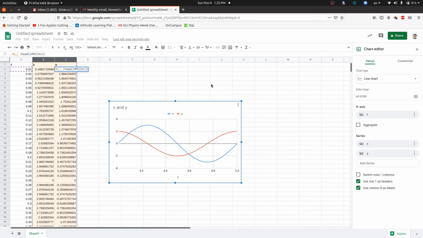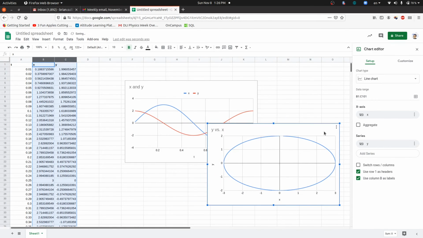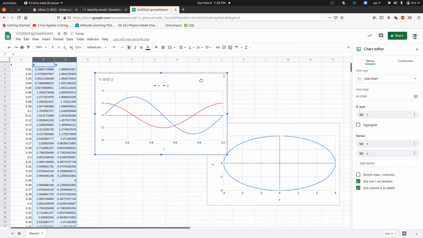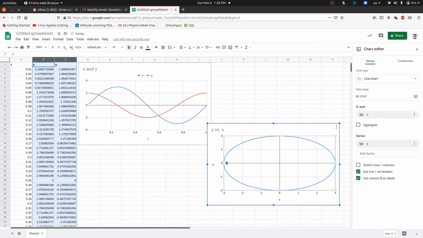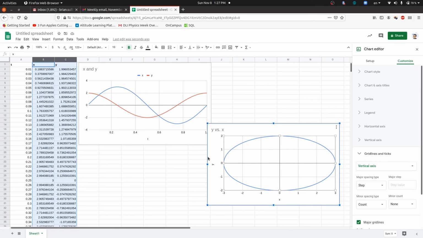Let's create another chart here. I'm selecting columns B and C. Let's insert another chart, and we'll choose a scatter chart. And I see that graphing one of these values versus the other, I obtain this shape, which is an ellipse. Its major axis has a semi-major axis of 3, 0 to 3 here, 0 to minus 3. And its minor axis is 0 to 2 in the positive direction, 0 to 2 in the negative direction. So that's what we expect.